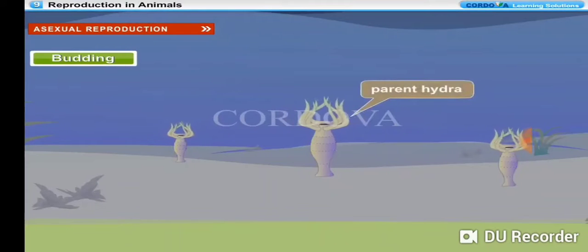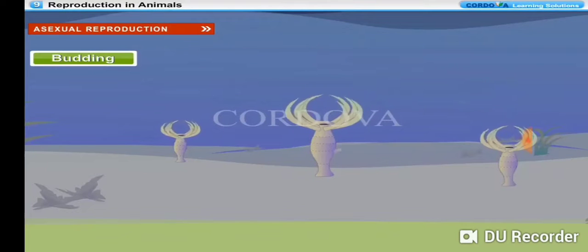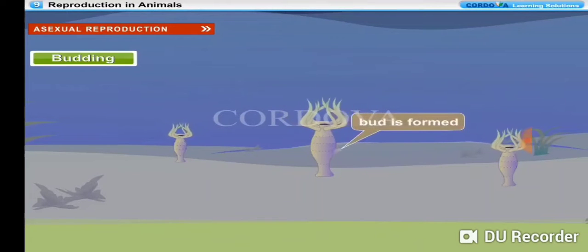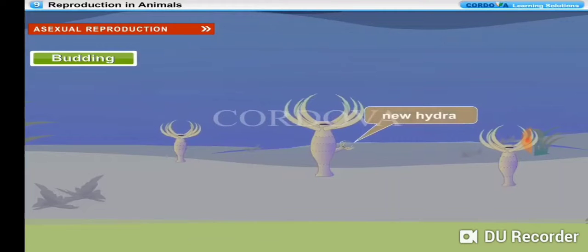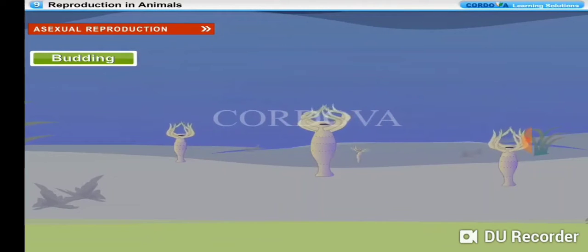Budding. Budding is an asexual method of reproduction. In budding, a small part of the body of the parent organism grows out as a bud, which then detaches and becomes a new organism. Budding occurs in organisms like hydra, sea anemone, sponges and corals.